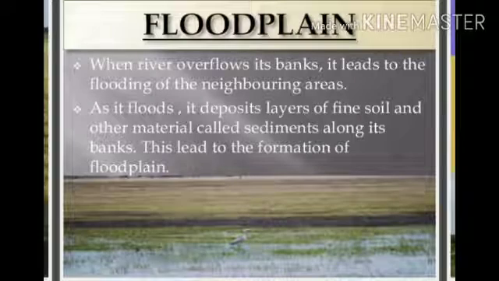The fourth feature of a river is the floodplain. When a river overflows its bank, it leads to the flooding of the neighboring areas. As it floods, it deposits layers of fine soil and other materials called sediments along its banks, and this leads to the formation of a floodplain.